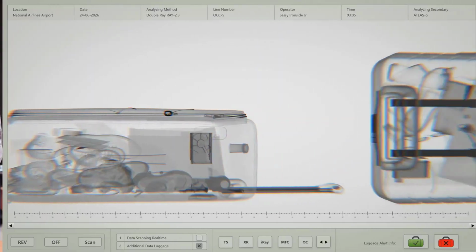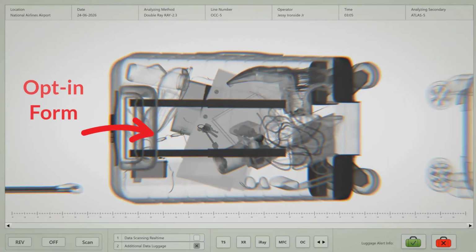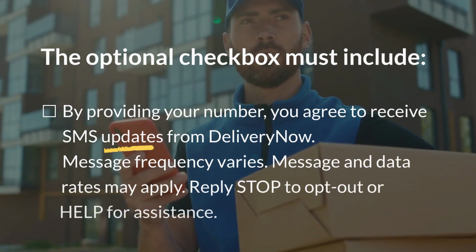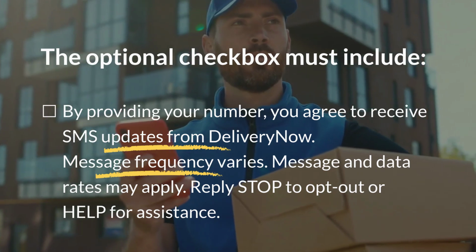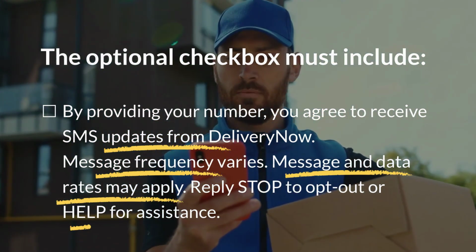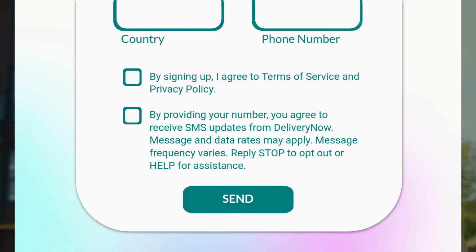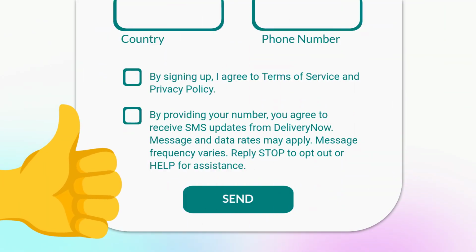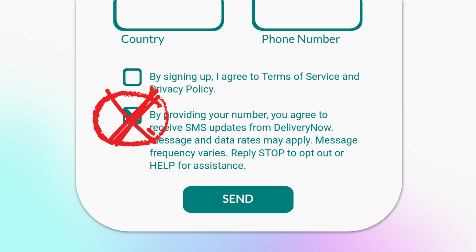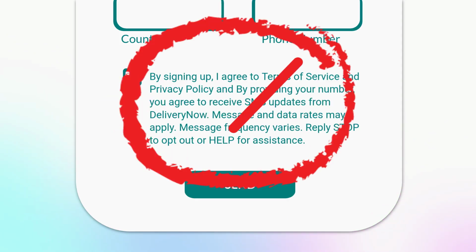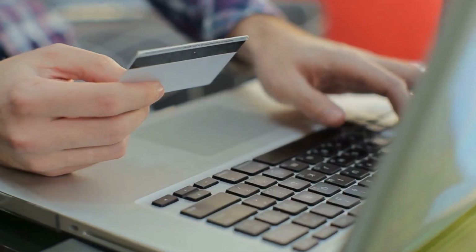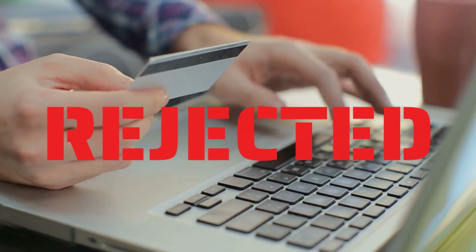And be thorough. Reviewers will scour your site so there's no hiding it. Your opt-in must include what the service is, message frequency, exact wording of message and data rates may apply, help instructions, and stop instructions. Consent must be clear and optional. No forced opt-ins, no pre-checked boxes, or bundling SMS consent with the terms and conditions checkbox. And fair warning, if users have to opt in to complete a purchase, instant rejection.